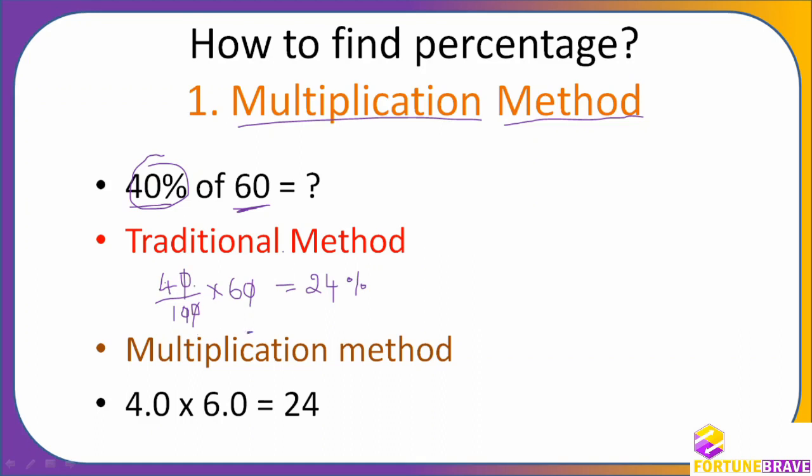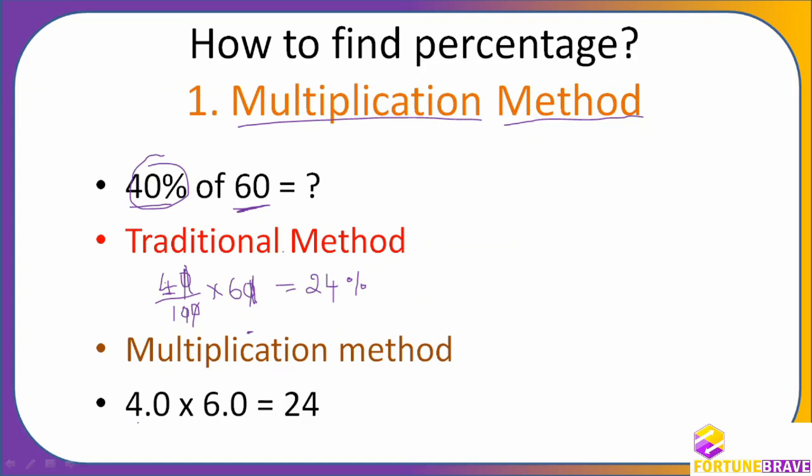Now what we are going to do is a shortcut method. We are going to find out what I am doing every time. I am removing the zeros and multiplying. Isn't it? Can you see it here? I have removed this zero and this zero, and I have multiplied and I got 24. So that is what we are going to do.